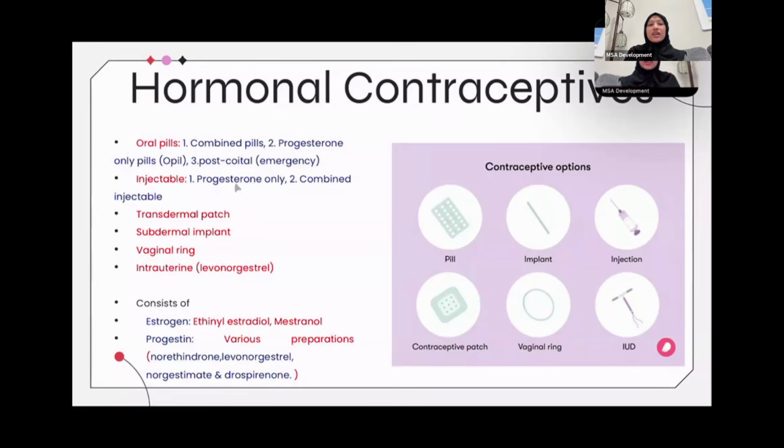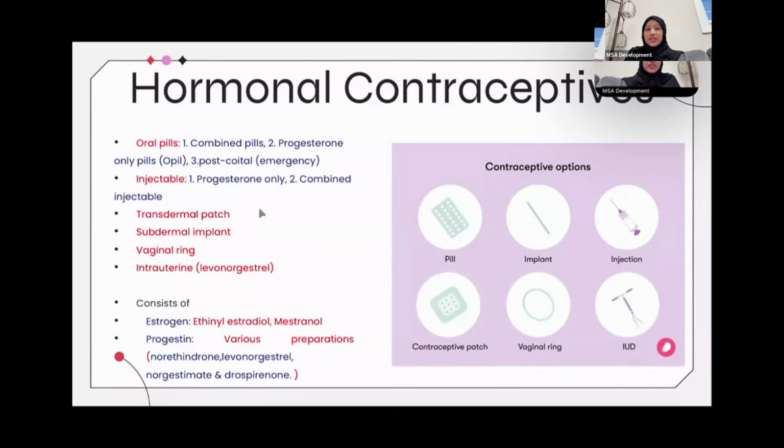I'll talk more about this. Injectable, which is by injection, is either progesterone only or combined. Estrogen only, like I said, is for one scenario, hysterectomy, someone who has no risk of endometrial cancer. Then the transdermal patch, if you remember, is just a patch on the arm. The subdermal implant is not on the skin, but under the skin. So that is different. Then the vaginal ring.